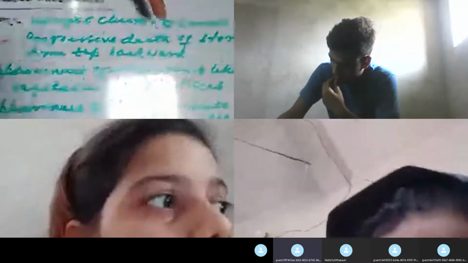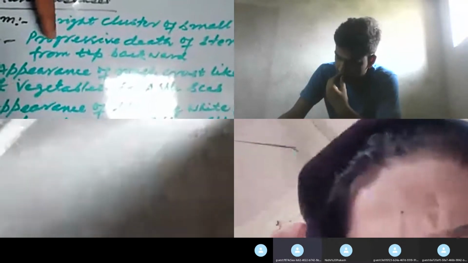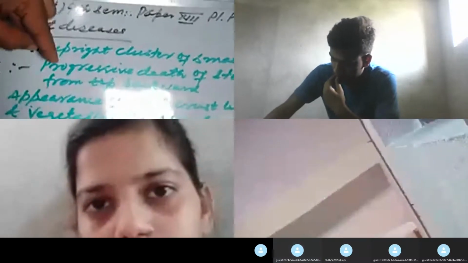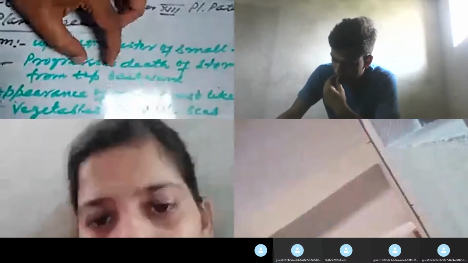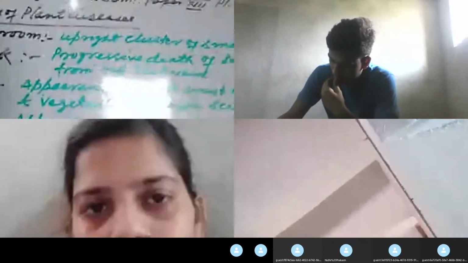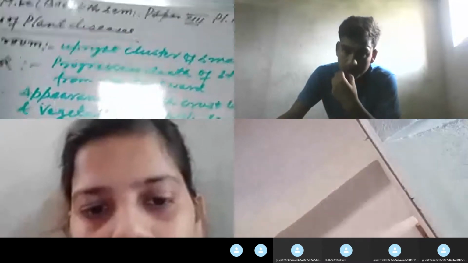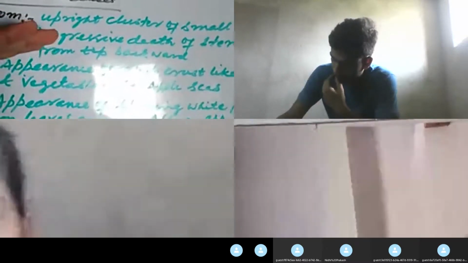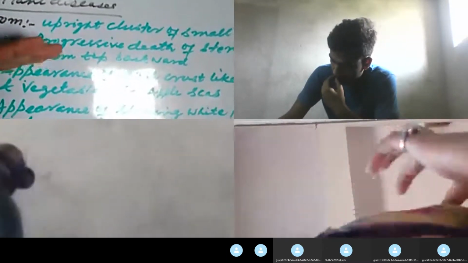and such death of branches progresses from the tip toward the backward. The death and decay of the stem and branch will progress from the upper part, from the tip of the plant, and it will proceed in the backward direction. This type of symptom is known as the dieback symptom. So how will you characterize this symptom? In case of the dieback, there is a progressive death of the stem and branches which starts from the tip of the plant and proceeds in the backward direction. And this is called dieback.